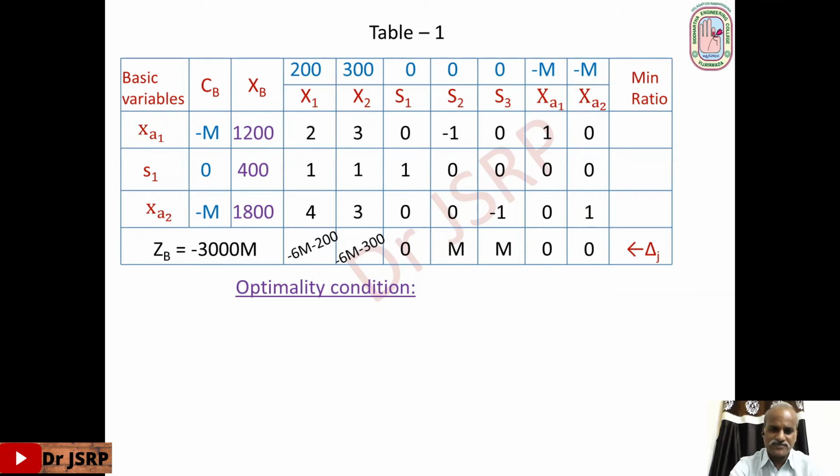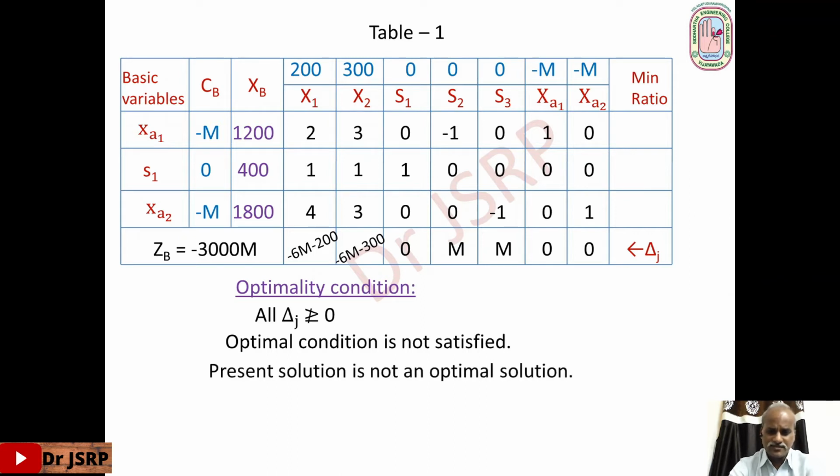If the coefficient of M is negative, it is a negative term. If the coefficient of M is positive, it is a positive term. So here we have minus 6M, minus 6M. These two are negative terms. These two M are positive terms. Okay. So all deltas are not greater than or equal to 0. So the present solution is not an optimal solution. Okay, right. Now we have to improve the solution. How do we improve the solution?